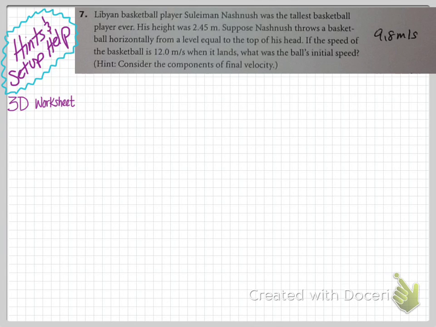Okay, back with hints and setup help on the 3D worksheet. This is hints and help on number 7.